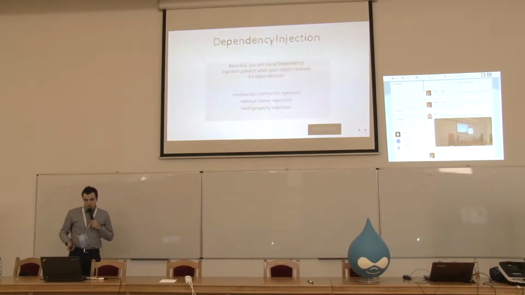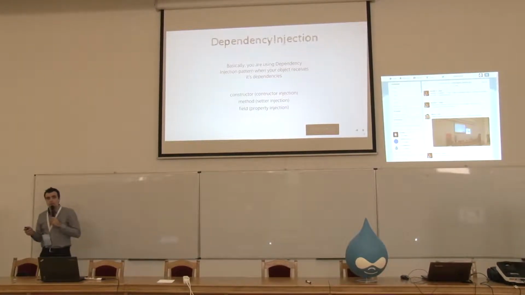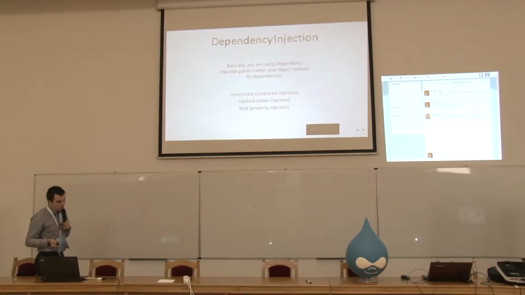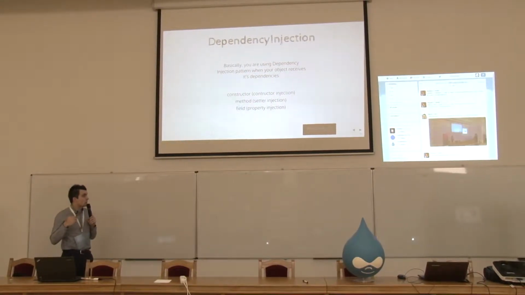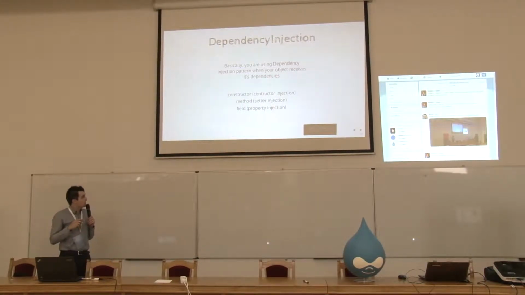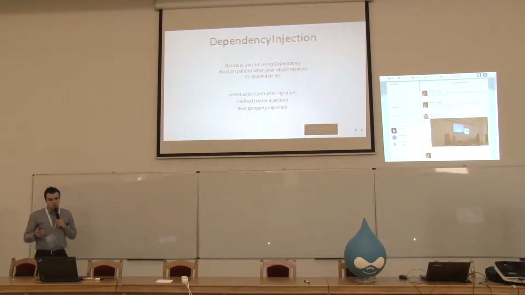So you are using dependency injection when your object receives its dependencies. It's not coupled with them. And there are three types of dependency injection: constructor injection, we saw it earlier, method injection, called setter injection, and when you set a field, it's called property injection.